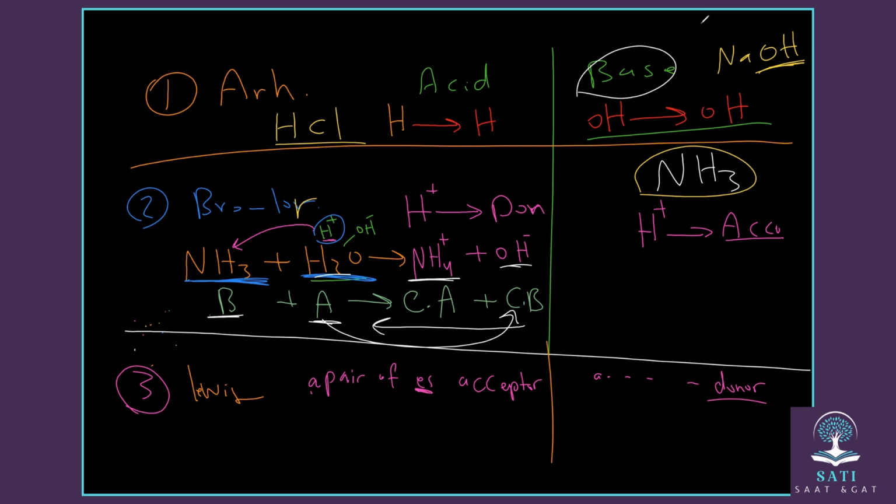Okay, how does that happen? So look, Lewis said that an acid is the acceptor, a chemical substance that accepts a pair of electrons. A pair of electrons, that means two electrons. While the base is the chemical substance that is the donor, that donates a pair of electrons. Okay, we'll take an example, the same example here, and see if it works with this definition or not. That means, will the NH3 work here or not?